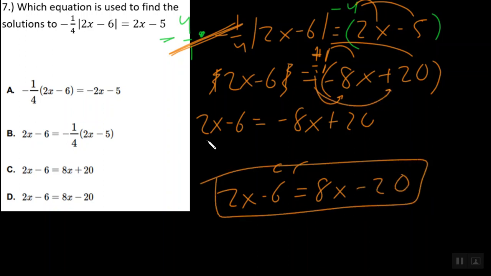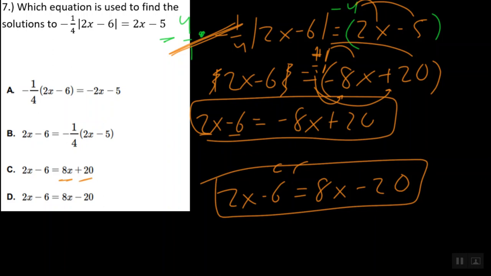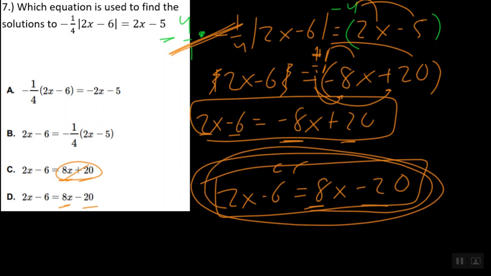And the reason that I didn't write these side by side is because this problem isn't asking me to solve. It's asking me which one of these answer choices is an equation used to find our answer. So let's see, we have 2x minus 6 is equal to 8x plus 20. Well, that's negative and positive, that's positive and negative, so it can't be that. But here I have 8x minus 20, aha. And this equation is the same as letter D.